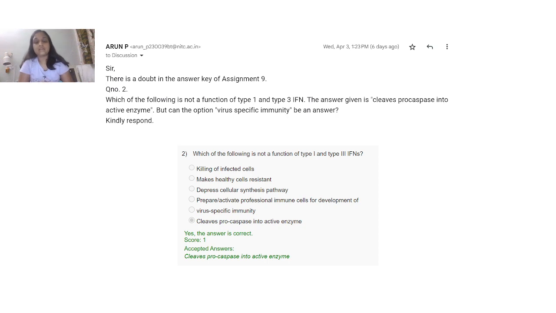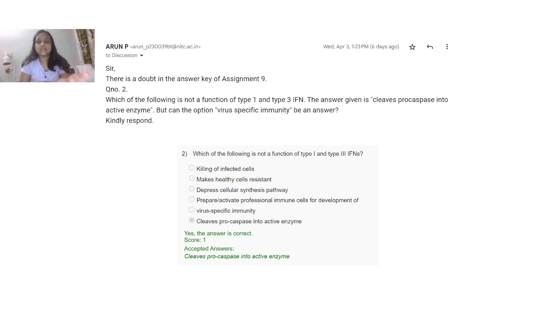So we all know type 1 and type 3 interferon can help in killing of the infected cell. It can make healthy cells resistant. It can also depress the cellular synthesis pathway. It can also help in the development of the functional immune cells. It also helps in virus specific immunity. The only option which is not correct in this case is cleaves procaspase into active enzyme. This is not done by type 1 and type 3 interferon. So the answer will be the sixth option, which is cleaves procaspase into active enzyme.